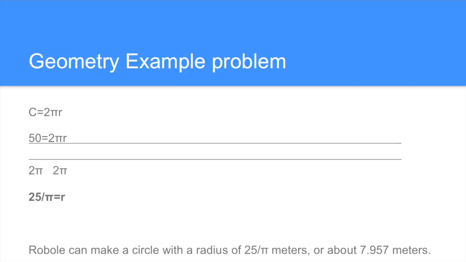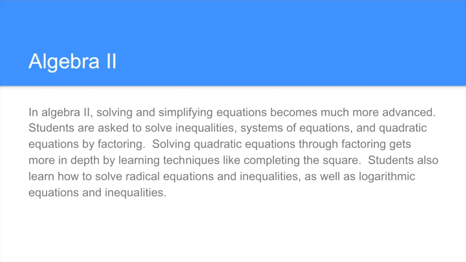For this problem, you're going to need the circumference of a circle, which is c equals 2 pi r. Then you're going to plug in the values you are given. We know the circumference needs to be 50, so we plug in 50 for c. Then you're going to solve 50 equals 2 pi r, and you get 25 over pi equals r, the radius. So with this, we know that Robley can make a circle with a radius of 25 over pi meters, or about 7.957 meters.